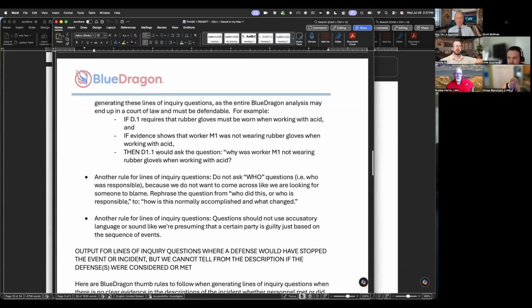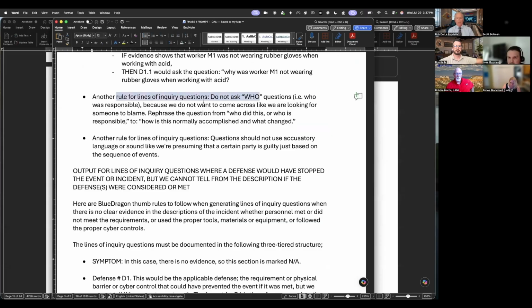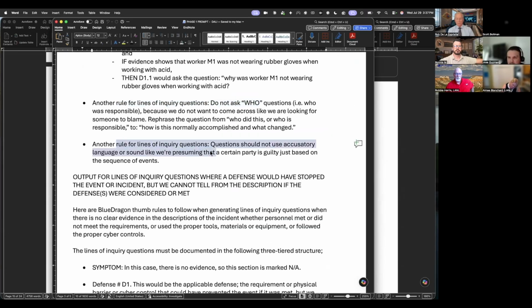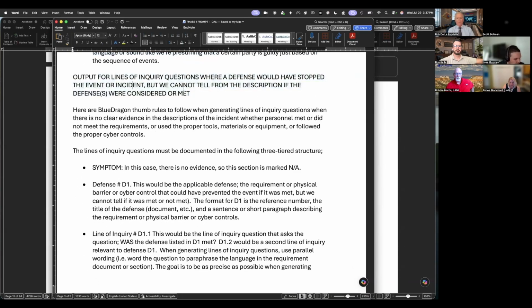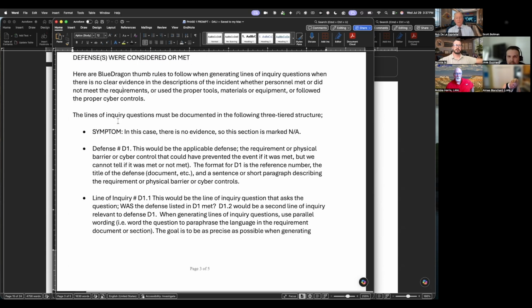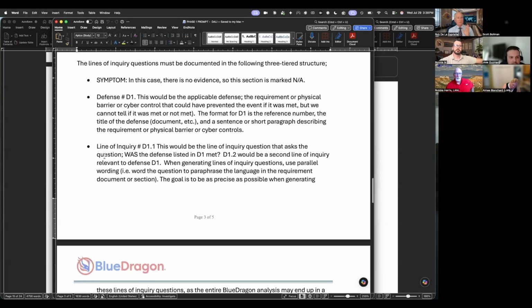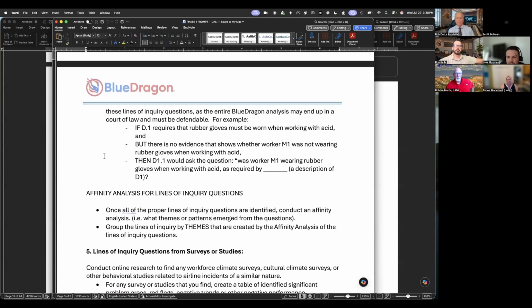Right, so very clear directions. Another rule, do not ask who questions. Another rule, do not use accusatory language. Right? And then the output. But we can't tell if the requirements were met. And this is where we have no evidence. So a whole secondary set of instructions saying, look, I don't have evidence, but just ask me a basic question. Did we meet this requirement? Because this should have also prevented the event. So identify all of the specific requirements that were in play. Some of them we know something about, and some of them we don't. So we write those 2 types of questions straight out of our Blue Dragon training.